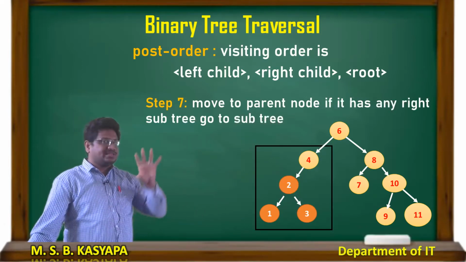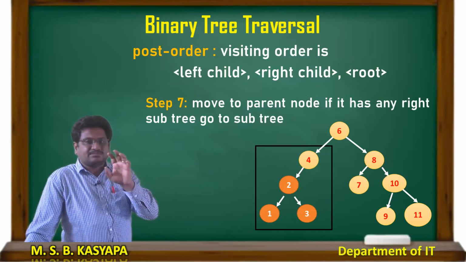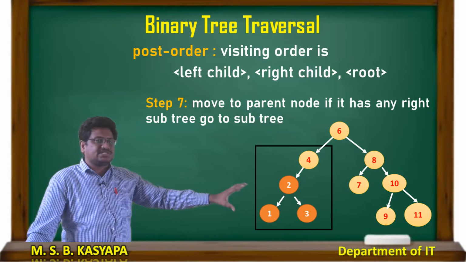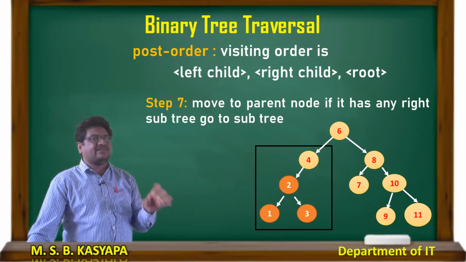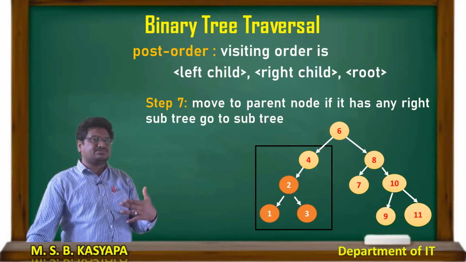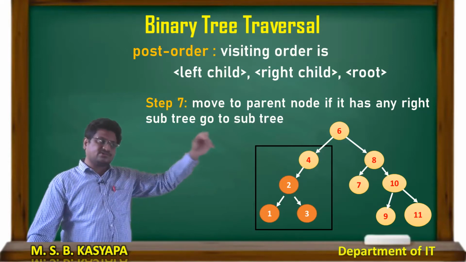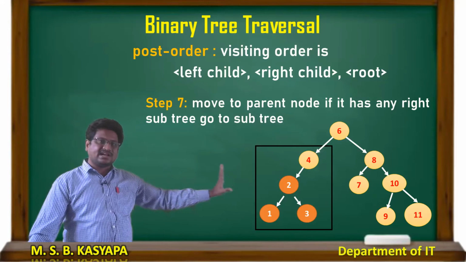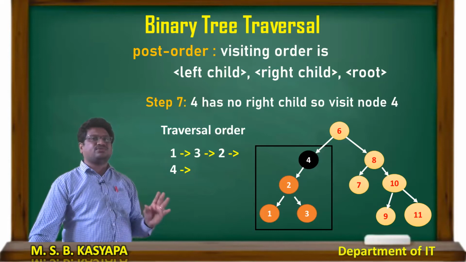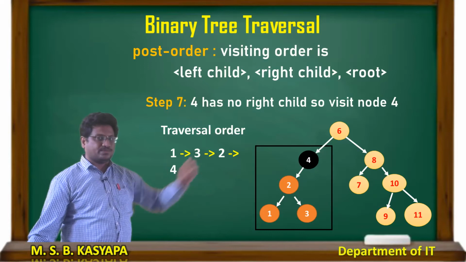So in this one also, 4 is the main root node. I am checking whether 4's left and right subchildren are visited or not. The left subchild is completely visited, but it doesn't have any right subchild. So I can visit 4 directly. If I had a right subchild, I would have to visit that first, and then visit 4. Now right children are not available for 4, so I can directly visit 4 here. Now I am visiting 4, and my traversal is 1, 3, 2, 4.